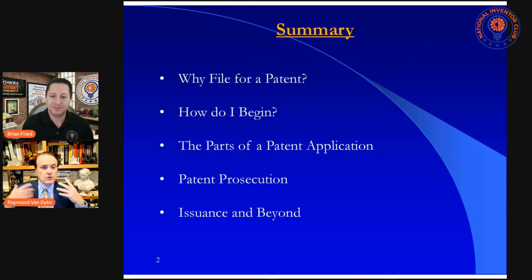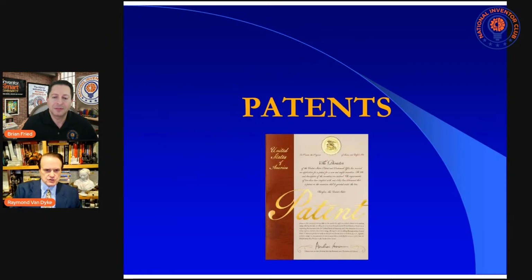Okay, so why are you filing for a patent? That's one of the big things. You've got the idea, you want to protect it, but what do you do? How do I begin? So we're going to be going through the various parts of a patent application, and once it's on file, it enters into what's called patent prosecution, and when that prosecution is done, it is issued, and it goes into the enforcement period. So we're going to talk about the main parts of the patent and briefly about these various procedures.